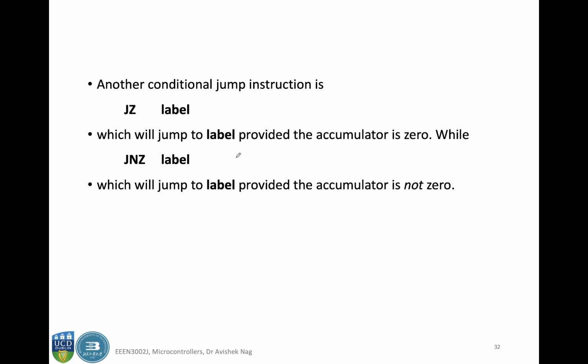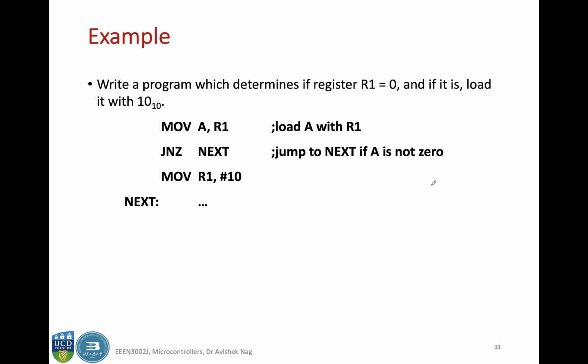So there are other conditional jump instructions, for example, jump on 0, which will jump to this label provided the accumulator is 0. And then we can have JNZ, which will jump to this label provided the accumulator is not 0. So there are different conditional jumps, and you can use them in a program.